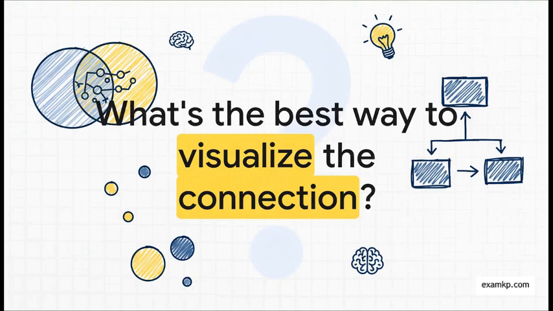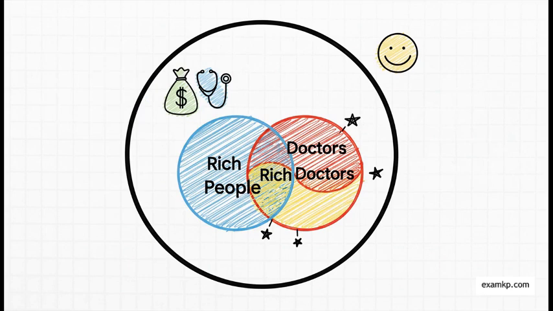The secret? A Venn diagram. Come on, let's draw this out. First, draw a big circle for happy people. Now the second statement says all rich people are happy, right? So we draw the rich people circle completely inside the happy circle. Then, some doctors are rich. So we draw a doctor's circle that overlaps with the rich circle. Now just look at it. That overlapping part shows you doctors who are rich. And because that whole section is inside the happy circle, the conclusion is obvious. Some doctors are happy. The diagram doesn't lie.